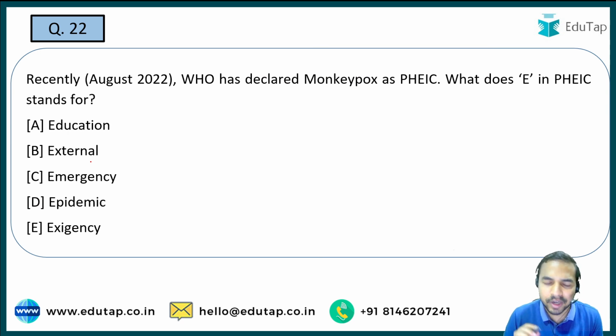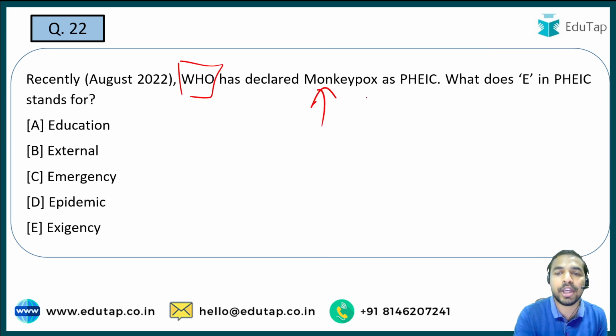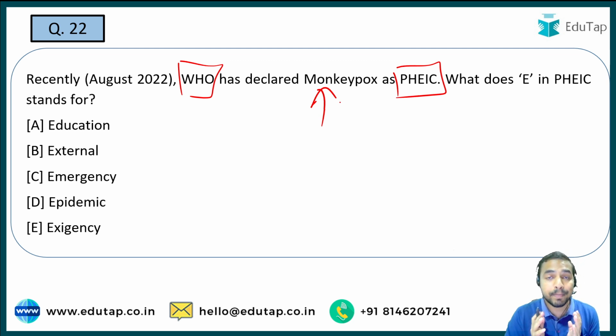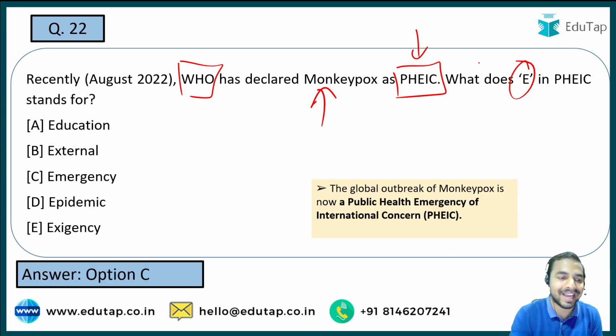So guys, here is a very simple question, a halwa question, but you can see how it can be made tricky. We all know that WHO has declared monkeypox as a PHEIC. Now, guys, we have seen COVID and now it is monkeypox, which is alarming health associations across the world. But now you are required to tell me, as WHO has declared monkeypox as a PHEIC, what does E stand for in this PHEIC? Is it education, external, emergency, epidemic, or exigency? And guys, here option C is the right answer, that is emergency.